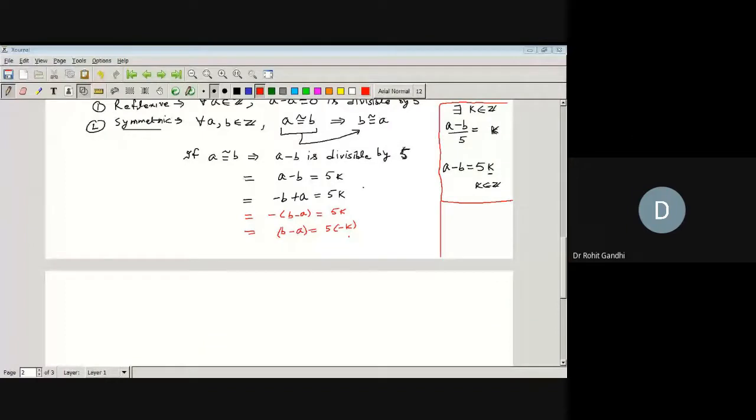Yes, whatever it be. See, what we have defined is that if a minus b is divisible by 5, then there exists an integer k such that a minus b upon 5 is equal to k. Or we can say that a minus b is equal to 5k.